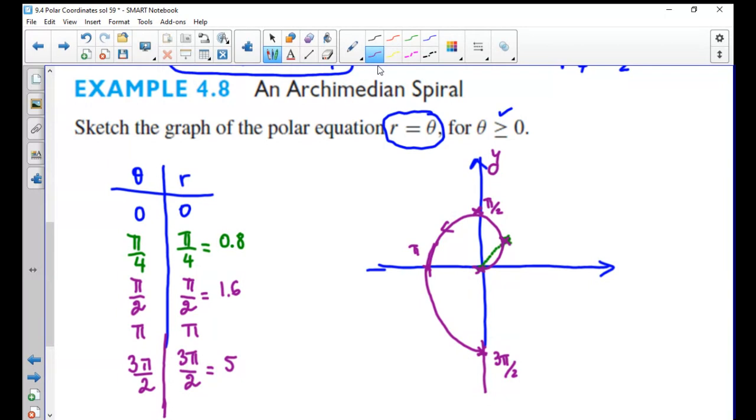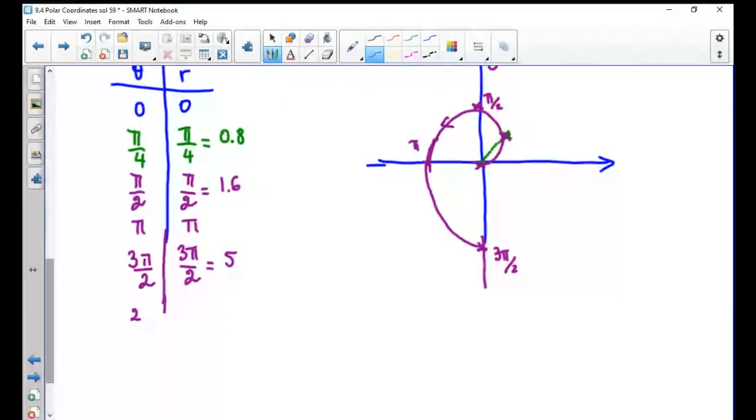And finally, one last point. If I take 2 pi, r will also be 2 pi. But theta being 2 pi, where are we on the plane? Positive x-axis, and we are at 6.3. So we go here, 2 pi. And you will get a shape which does something like this. And this shape is called the spiral. Yeah, it is a spiral.